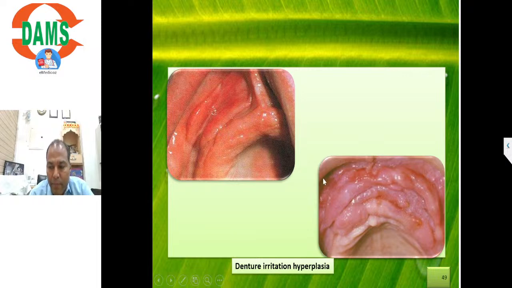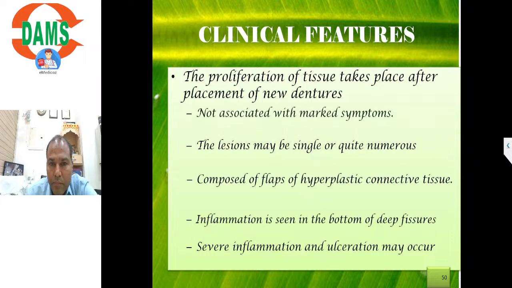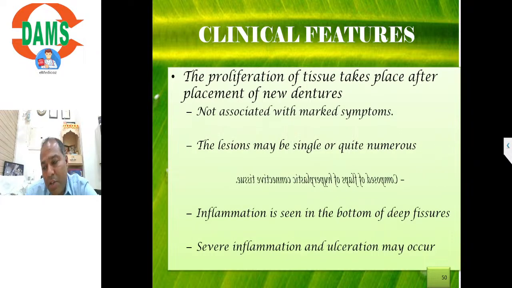You can see there are a lot of flaps, and between these flaps there will be bacteria and food particles. Normally, again, these are asymptomatic until it reaches that much of a situation. If the patient doesn't stop wearing the dentures, then there might be a lot of problems. The only treatment for such cases is surgical removal. So there is a proliferation of the tissue, especially after new dentures.